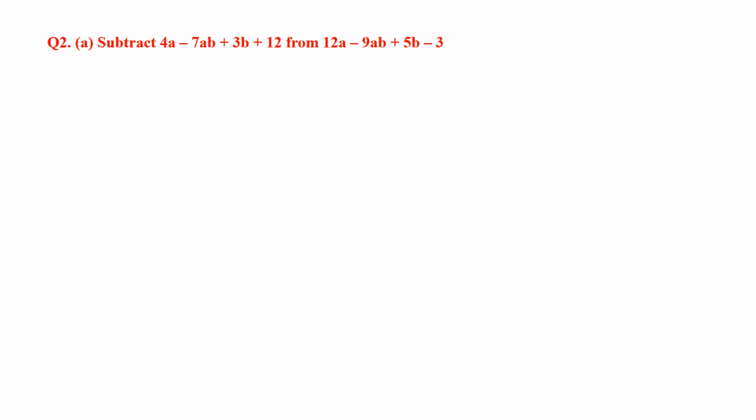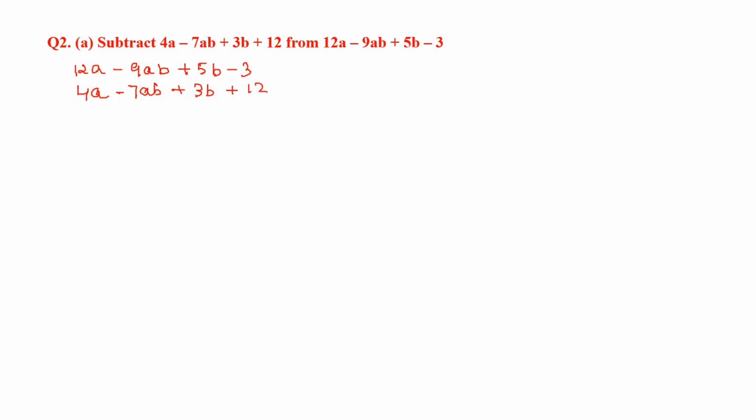So again try to recall what I said: which expression you have to write first. Remember, I have told that the expression which is written after "from" should come first. So I have to write first 12a minus 9ab plus 5b minus 3. Now the second expression you have to write below it, but you have to take care that the like terms should fall one below the other. So here it will come 4a, then minus 7ab plus 3b plus 12.